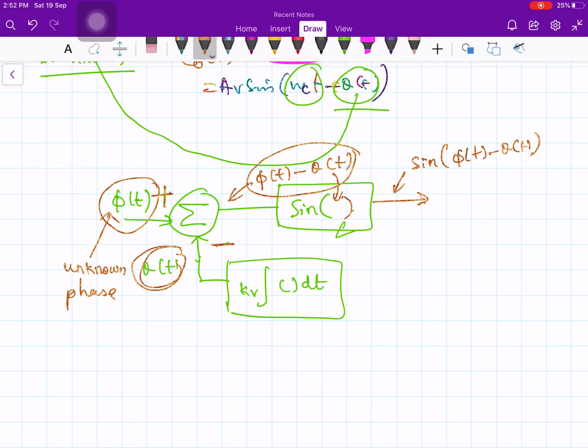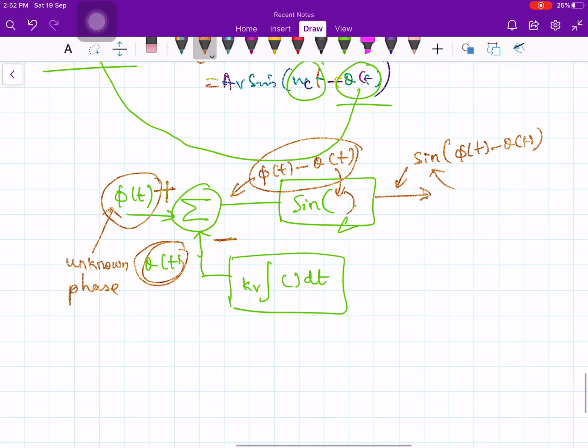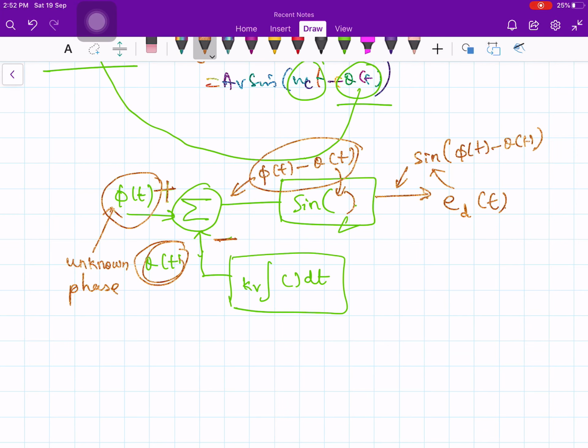There is a sine function here, a trigonometric function, and this sine function is a non-linear function, a highly non-linear function. This output is called E suffix d of t. So E suffix d of t is equal to sine of phi of t minus theta of t.